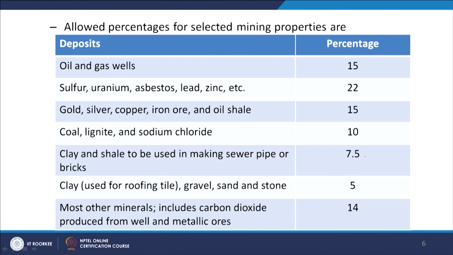Now, this fixed percentage has a particular value for each particular type of mineral. Referring to the standard book: for oil and gas wells it is 15%; sulfur, uranium, asbestos, lead and zinc, 22%; gold, silver, copper, 15%; coal, lignite, sodium chloride, 10%; clay and shale, 7.5%; clay, 5%; and most other minerals, like carbon dioxide produced from wells and metallic ores, 14%. These are the percentages to be used.